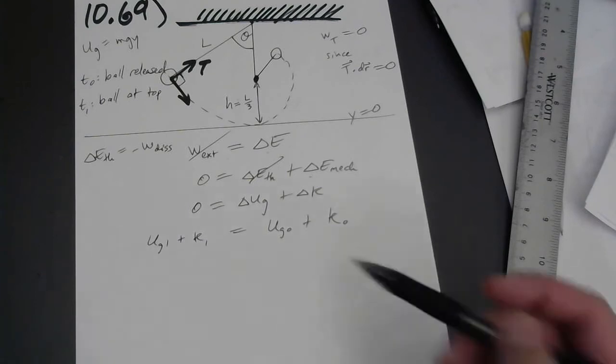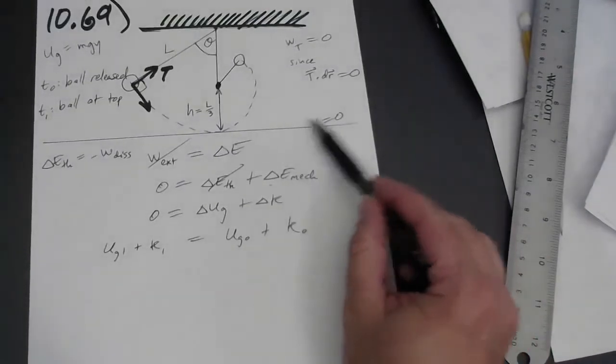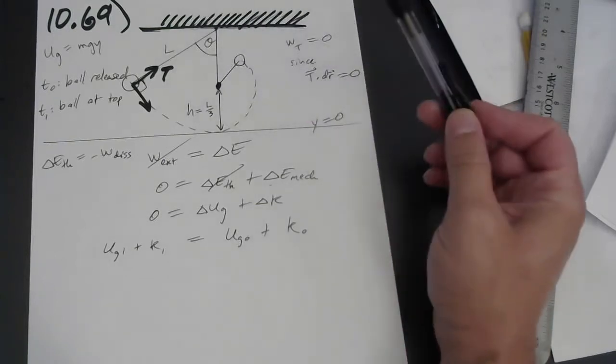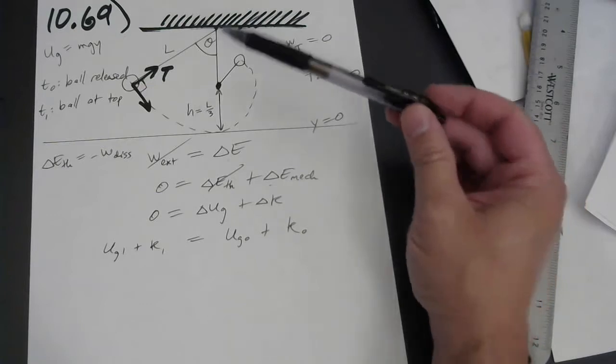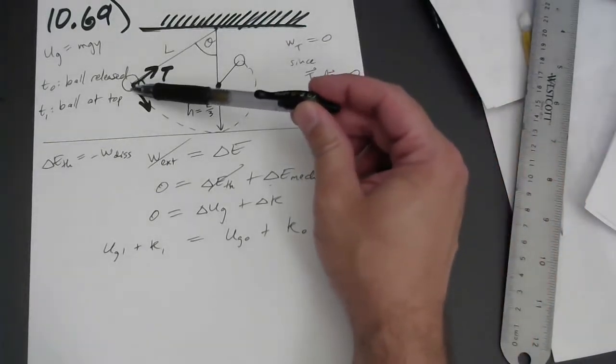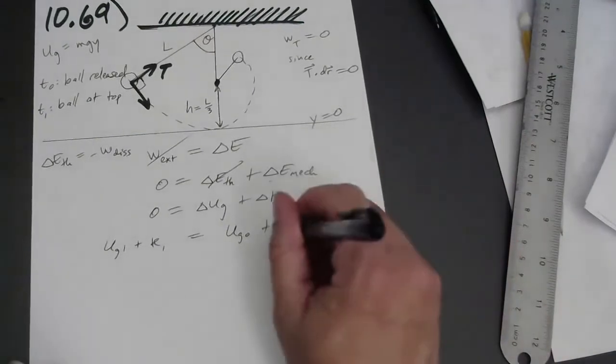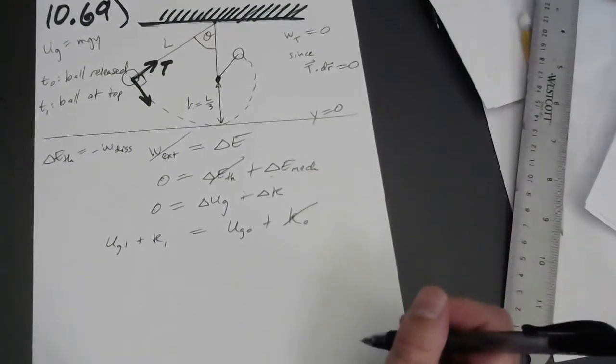Okay, now because of my choice of coordinate system, I think we're ready to evaluate the various quantities here. Now we're told that the ball is released from rest. So the kinetic energy at time 0 is 0. That makes that easier. And now we have to use a little bit of geometry.